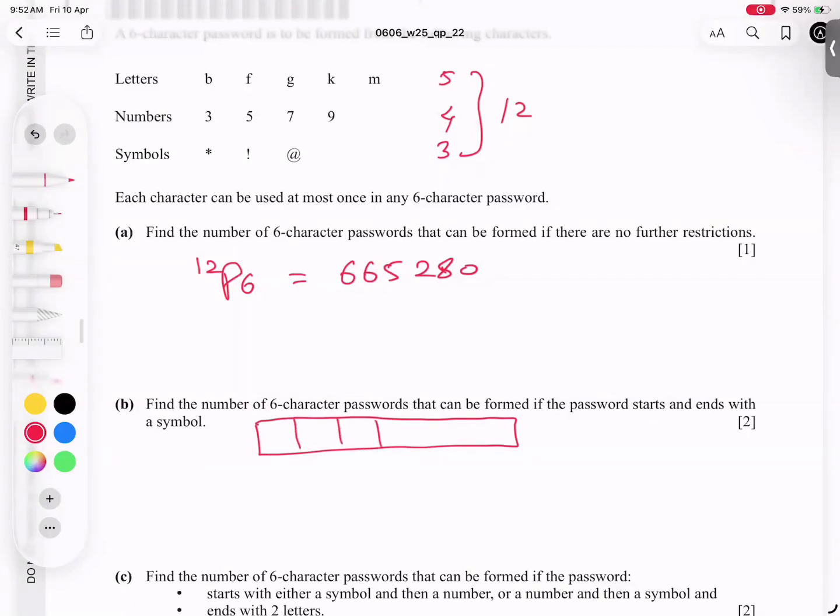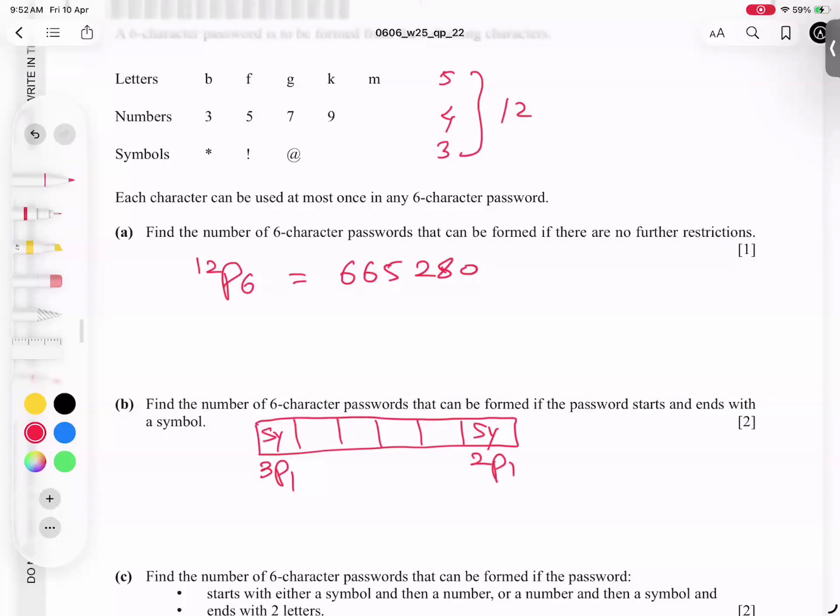1, 2, 3, 4, 5. 5 lines, 6 boxes. It starts and ends with a symbol. So a symbol here and a symbol here. How many symbols in total? We have 3. So from 3, 1 will come here. 3P1 means from 3, I will use any one. Let's say 1 is used, 2 left. So I can write here 2P1.